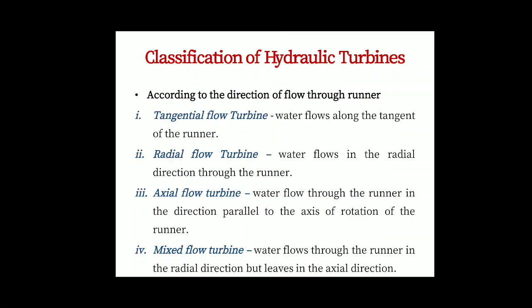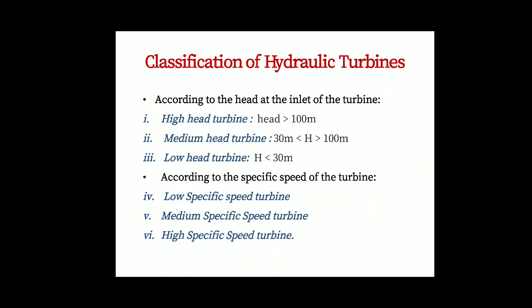Now, in a tangential flow turbine, water flows along the tangent of the runner, and in a radial flow turbine, water flows in the radial direction through the runner. In an axial flow turbine, water flows through the runner in the direction parallel to the axis of rotation of the runner. Then in a mixed flow turbine, water flows through the runner in the radial direction but leaves in the axial direction.